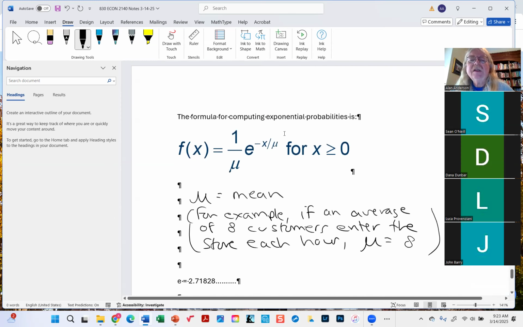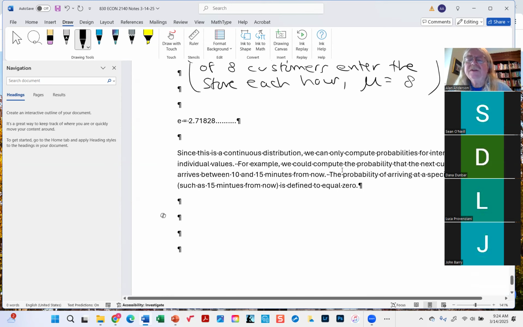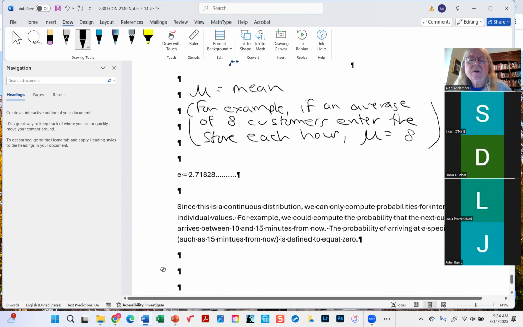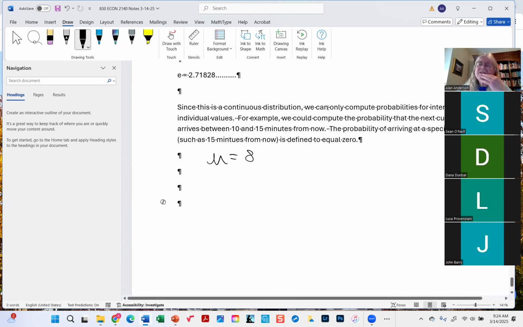Also for the exponential, if you notice, it does not allow for negative values because we're looking into the future. We're looking at times in the future. But the probability itself, you can see it's not a terribly difficult formula. So if I wanted to know, let's say in this case, mu is 8. Oh, one more thing. Now, here's where we have to watch it. That 8 is an 8 per hour. If I'm asking about 10 to 15 minutes, I'm going to have to convert these into fractions of an hour.